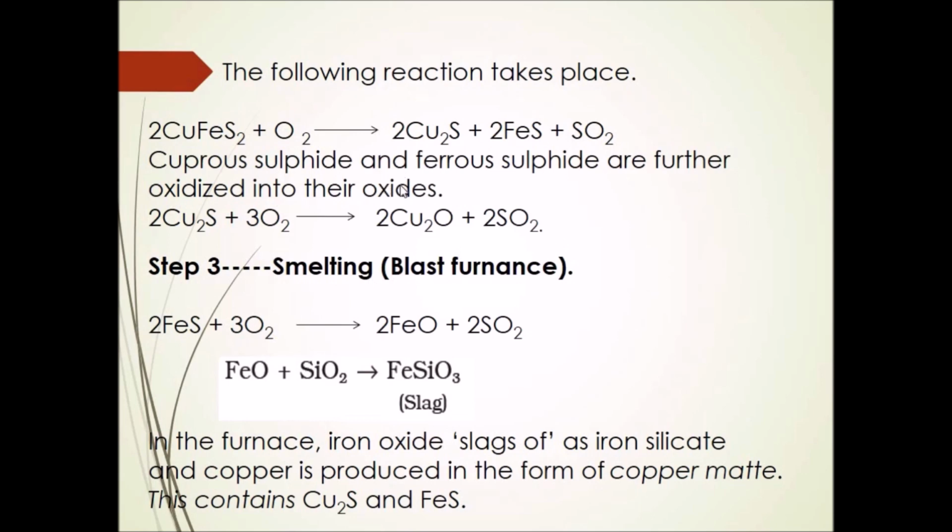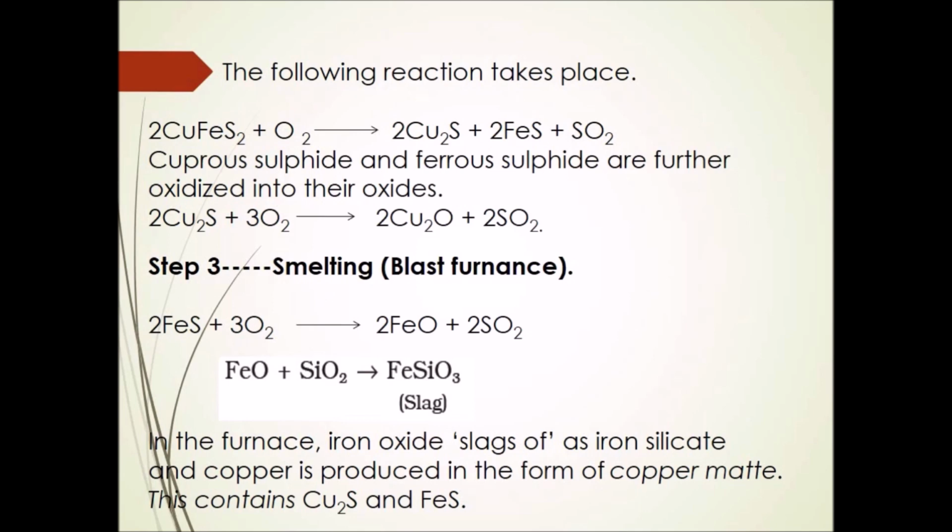And next, this roasted ore is subjected to smelting. What is smelting? Heating this roasted ore to a high temperature in the presence of coke and sand is called smelting. Since we are using high temperature, it is carried out in a blast furnace. I repeat again, what is smelting? Heating this roasted ore using coke and sand to a high temperature is called smelting. Remember again, we are adding coke and sand to this.